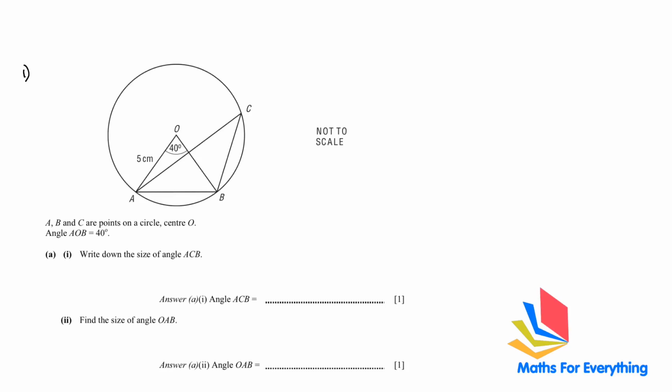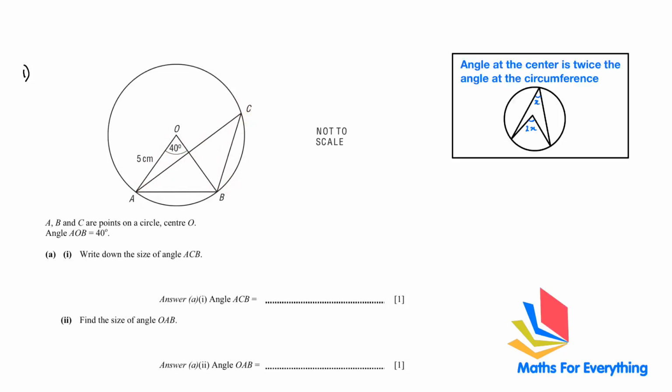So the first question, we have been given a circle and A, B, C are points on the circle. Center is O. Angle AOB is equal to 40 degrees. Write down the size of angle ACB. We have been given the angle at the center and we have to find the angle at the circumference.